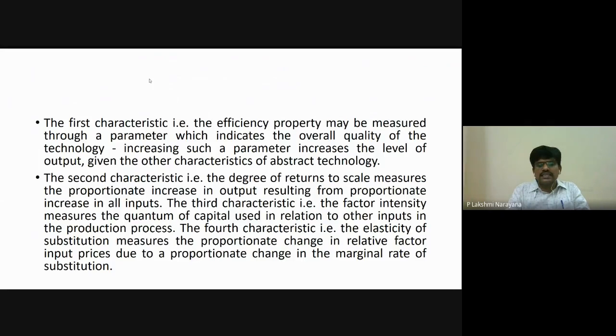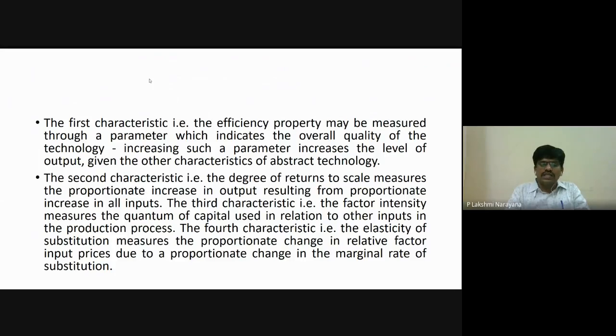So regarding the second characteristic, that is the degree of returns to scale. The degree of returns to scale measures the proportionate increase in output resulting from a proportionate increase in all inputs.